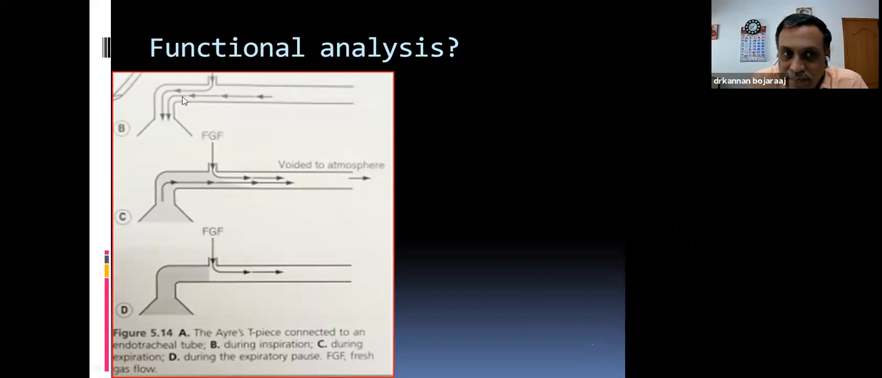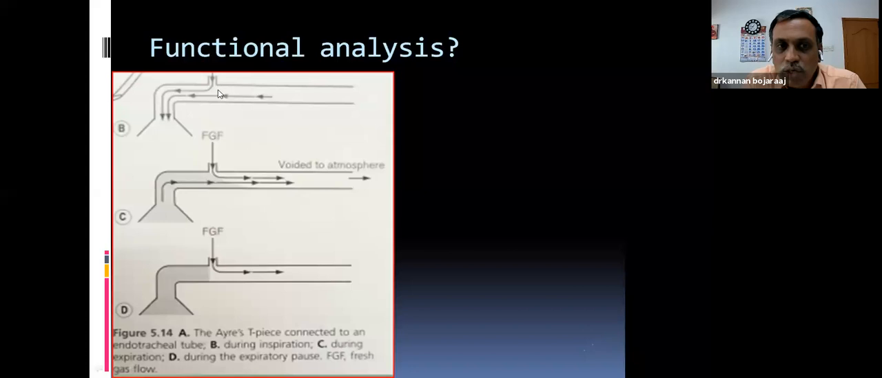When the next inspiration comes, the FGF, as I already told earlier, is not adequate enough, and whatever is present here will be drawn inside, and the volume is so small that air will entrain from the atmosphere, producing air dilution. So there are two problems: number 1 is rebreathing, and number 2 is air dilution. That is according to the volume and length of the reservoir limb in Mapleson E and F systems.